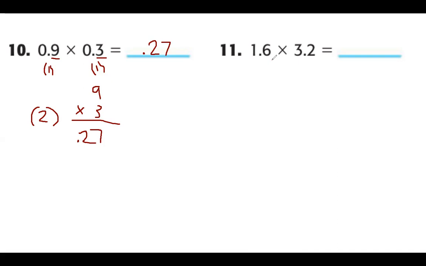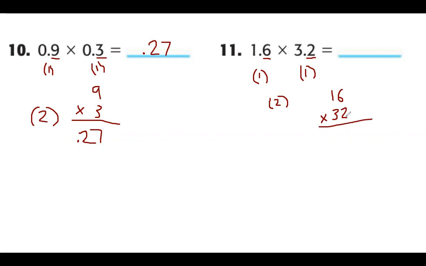Okay, I'm going to do the same in this one. So I can see 1 and 6/10 and 3 and 2/10 have 1 number behind their decimal in each one, which means just like number 10, our answer needs 2 numbers behind the decimal. So now I'm going to rewrite it as just 16 and 32. Okay, just took the decimals out of those.